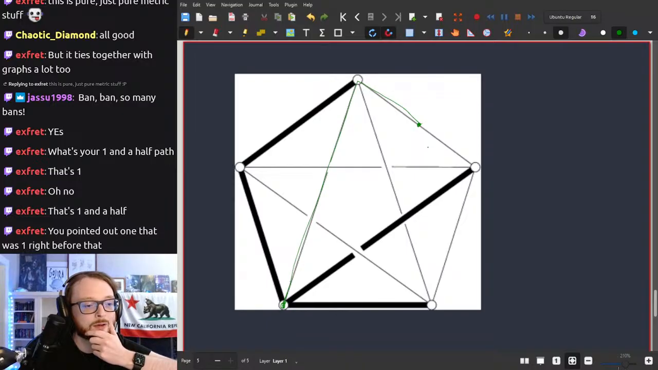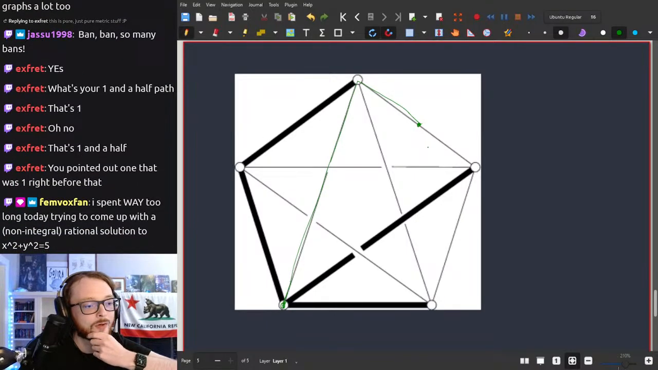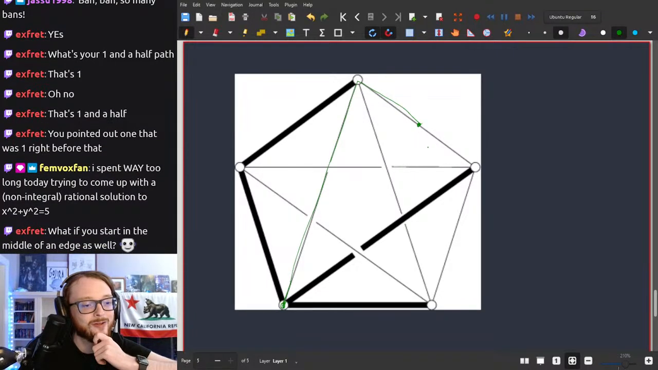Pointed out one that. Oh, okay. Non-integral rational solution to x squared plus y squared is 5. Oh no. We start in the middle of an edge as well. I thought that was worse.